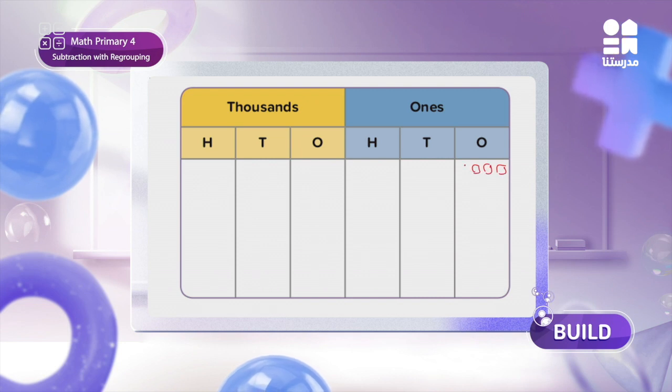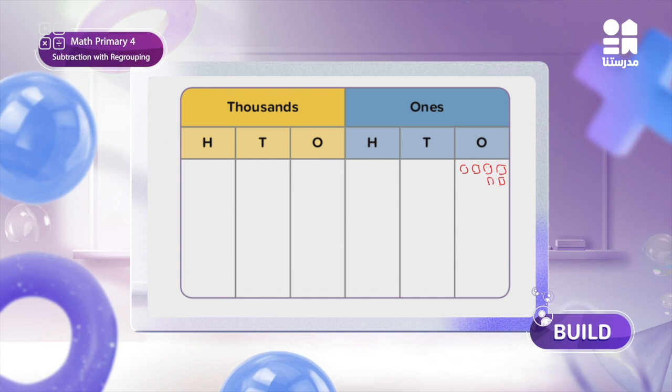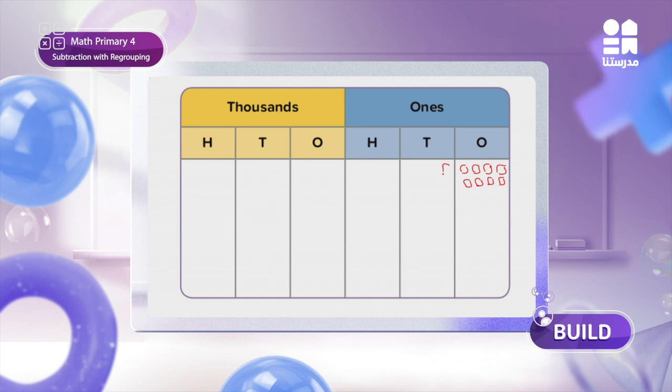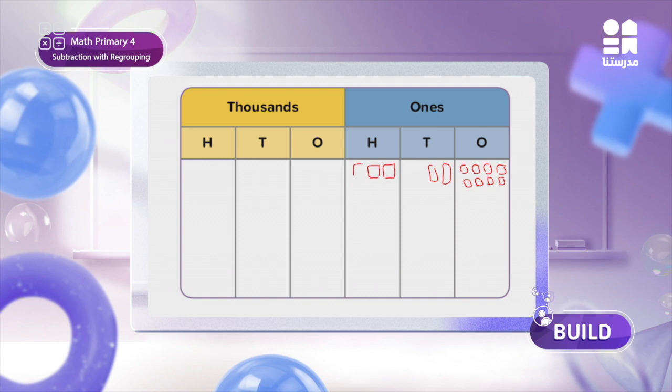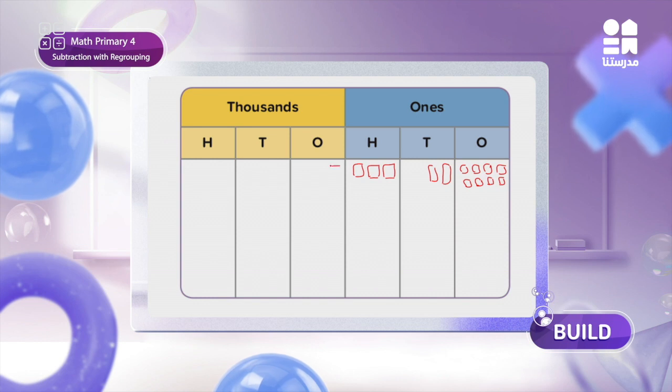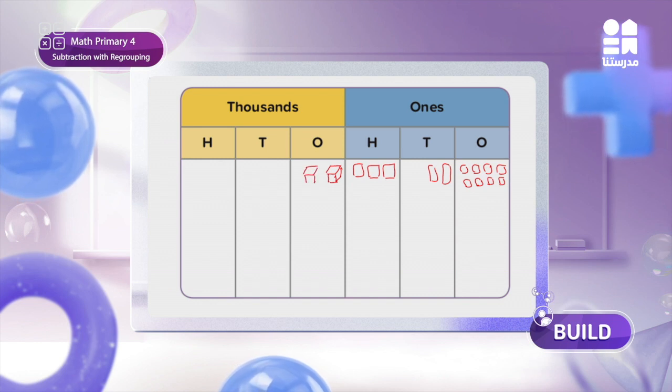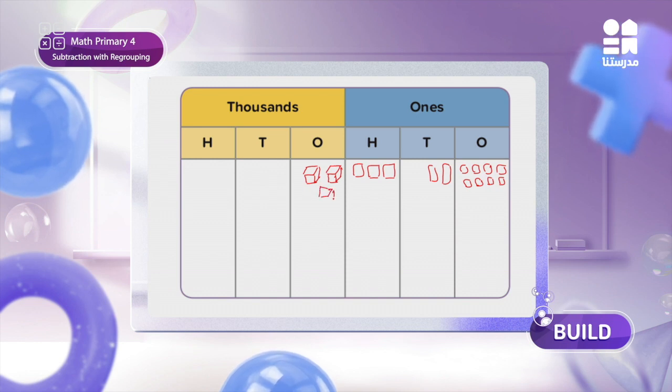1, 2, 3, 4, 5, 6, 7, 8. And I'll put 2 in the tens, like you see, 1 and 2. And what about the 100? I have 300, so I'll put 3 in the 100 place, like you see here. What about the 1,000? I have 3,000, so I will represent 3,000 here, as you see, like this. 1, 2,000 and 3,000, like this.